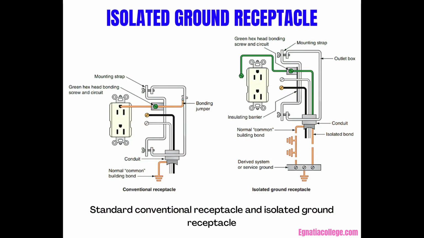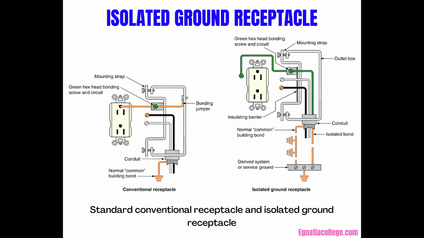Isolated ground receptacle. In a standard receptacle outlet, the green bonding hexagon screw, the bonding contacts, the yoke, strap, and the metal wall box are all connected together and bonded to the building's equipment grounding system. If you picture all of the bonding conductors in the building, you can see that many outlets could be connected to ground by multiple paths.